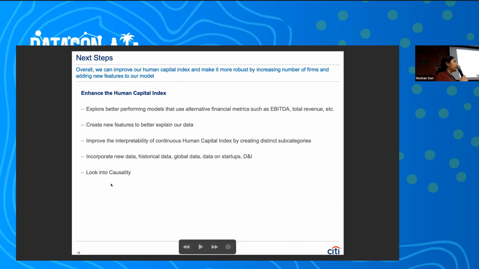Also, last but not the least, we have to look into causality. All the analysis we did right now is based on correlations. It doesn't reflect causality. So what is causality? It is basically whether hiring employees will increase the total revenue growth rate for a firm or not. Is this something that leads to the boost in the total revenue growth rate? That is something that will be covered by causality, and we are looking more into that now. And that will be the next step.